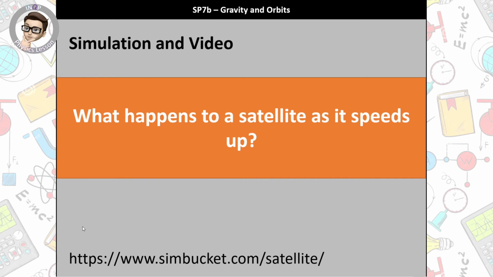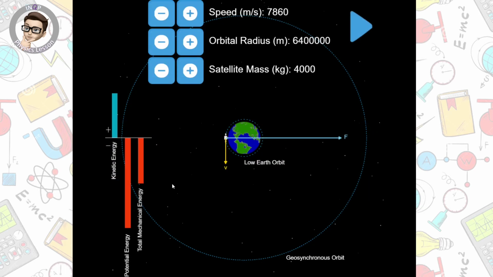Okay, so we're now going to have a look at what happens to a satellite as it changes its speed. And we're going to use a simulation to do this. I put the link here so you can use it as well. You can go and have a play with it. And we're going to have a look at it together. So let's shift to the simulation here.